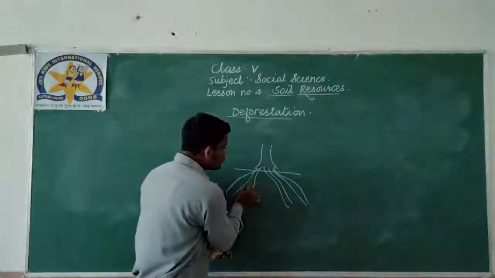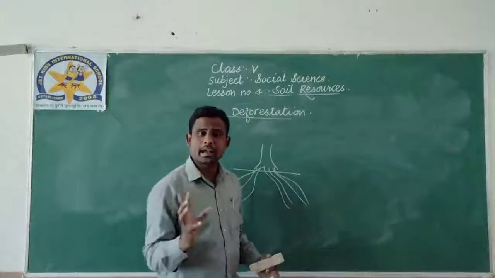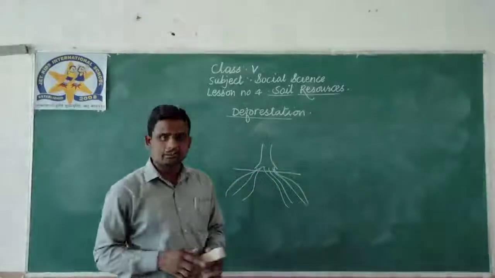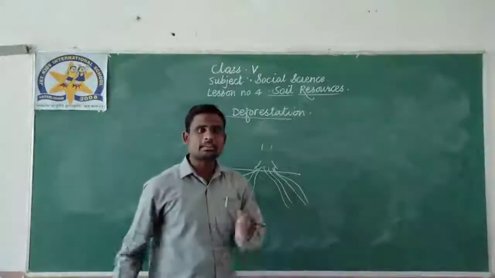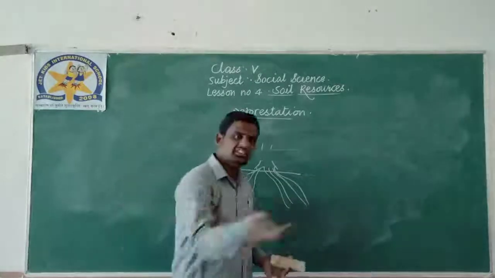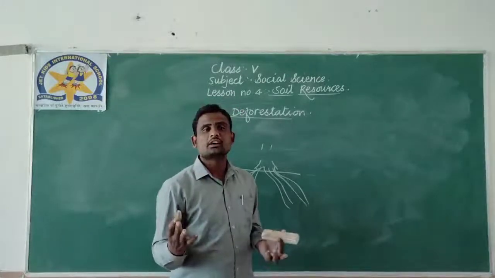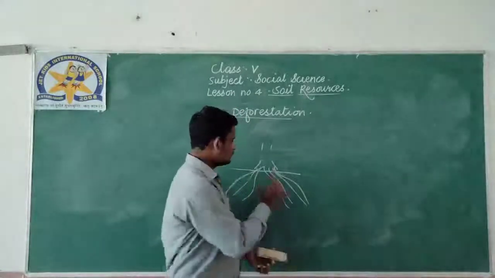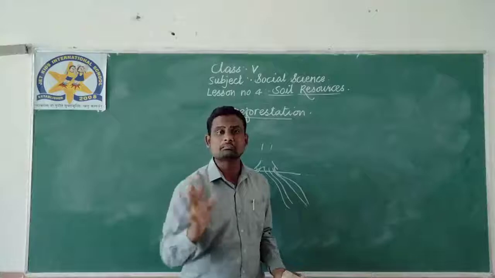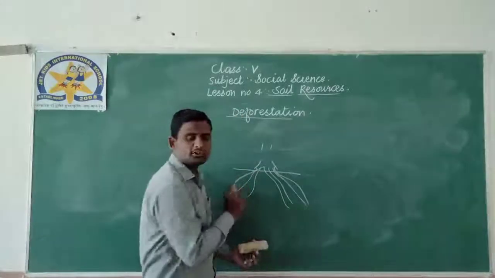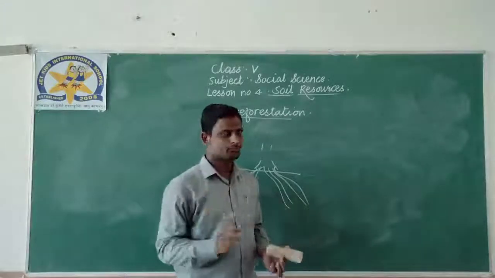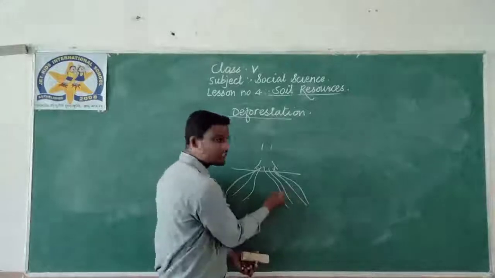So the roots of the plants hold the soil in one place. But if we cut down this tree, what happens? The soil becomes loose and it can be easily blown away with water or wind. So trees and plants are very important for holding the soil in one place. These are the roots. What do they do? They hold the soil in one place.